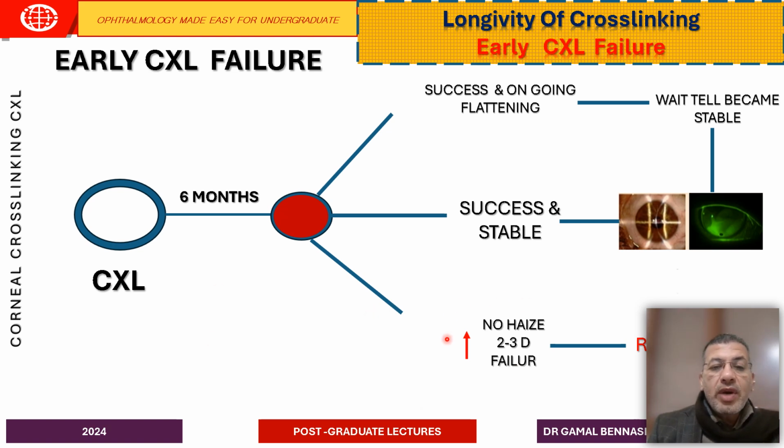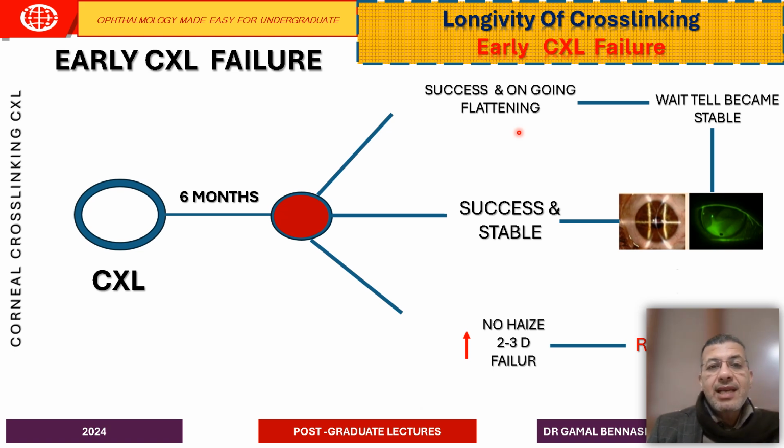Now, if you find no haze, no demarcation lines, and deterioration in the K reading, you need to plan re-cross-linking. Now, after 6 months, you have two options. Either your patient is stable as compared to the preoperative data, with no further increase in the K reading, or sometimes you find improvement in the K reading. There is a flattening of the K reading with improvement of the visual acuity.